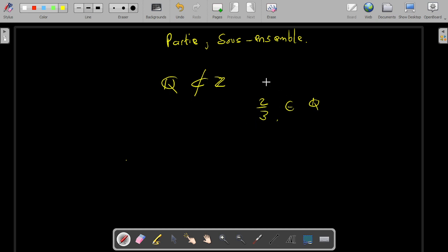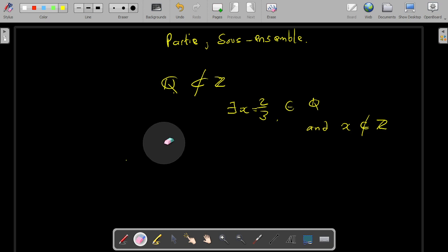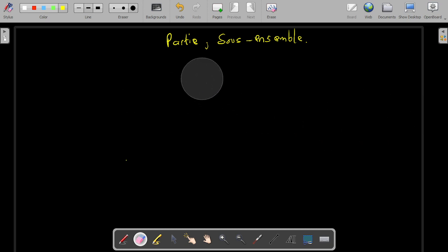All right. I hope you guys have gotten it. So Q is not a subset of Z, because there exists a certain element X that is equal to 2/3 that is in the set of rational numbers, and this X is not in the set of integers. So that is also something that you guys have to keep in mind. All right. We have that.